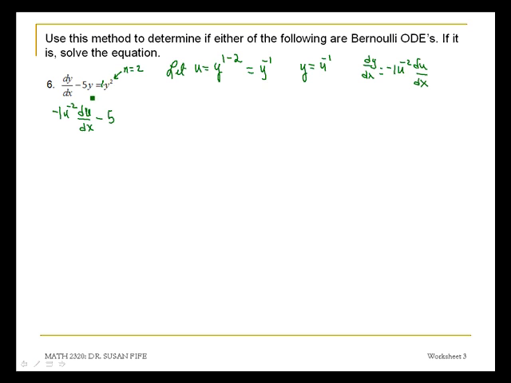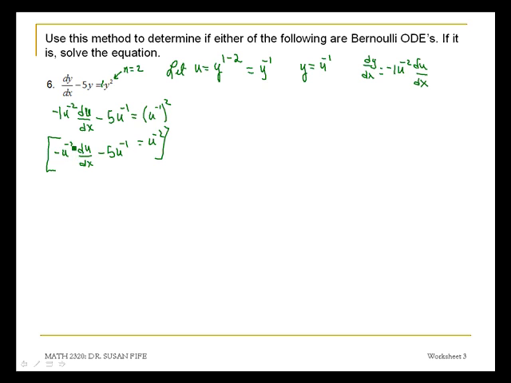minus 5y, y is u to the negative first, equals y squared, that's going to be u to the negative first squared. This u to the negative first squared can be simplified to give you u to the negative second. So I have negative u to the negative second du dx minus 5u to the negative first equals u to the negative second. And this should make the equation linear.